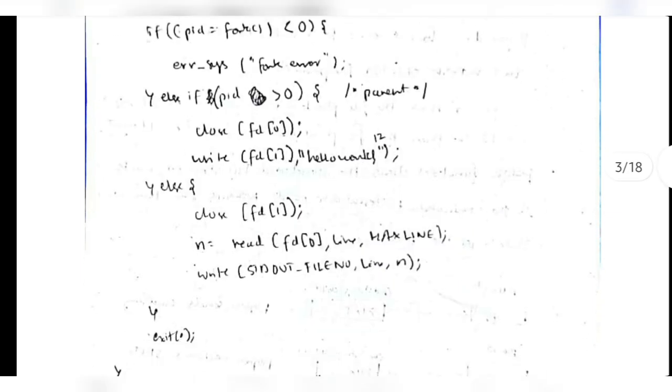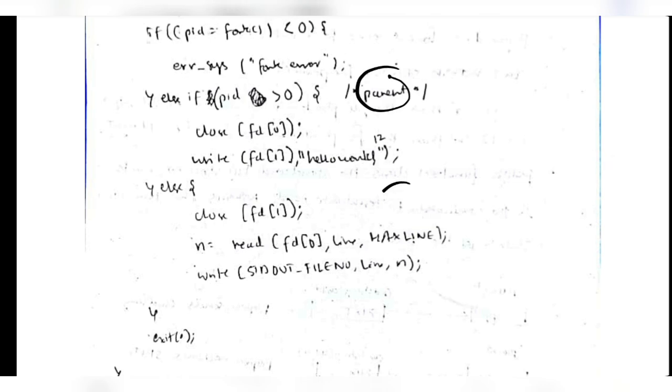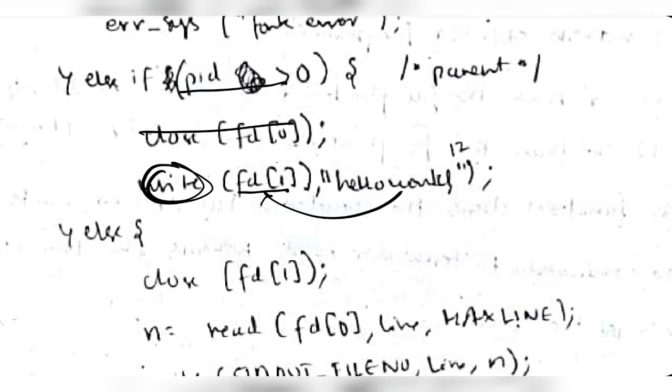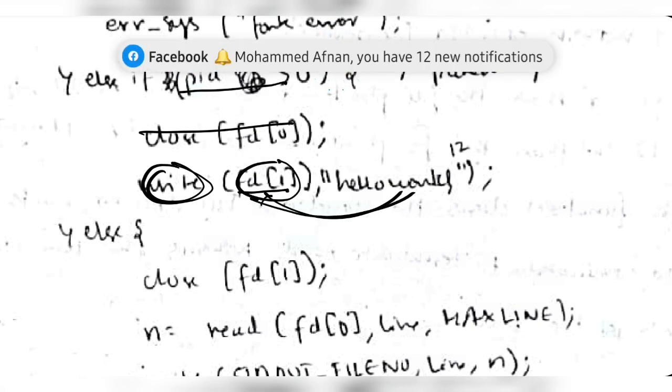Here what's happening is that from the parent to the child it's getting transferred. What does the parent have to do? The parent has to write the data, isn't it? Okay, this part you can skip. To write the data, it does write fd1 hello world. Just skip this part also. Whatever you have to write will be written in fd1.